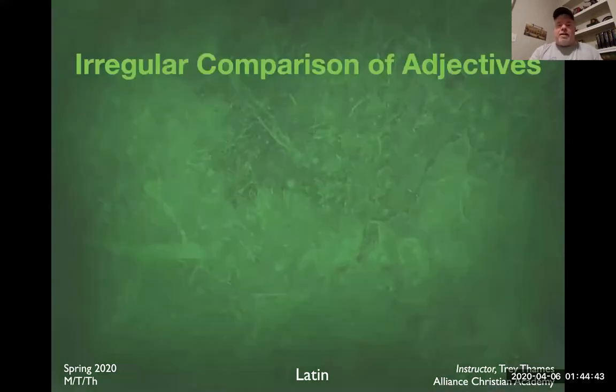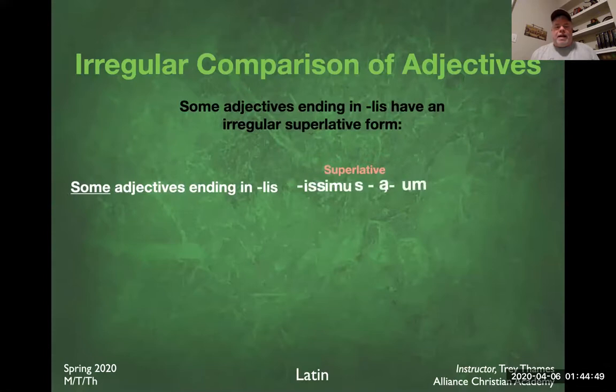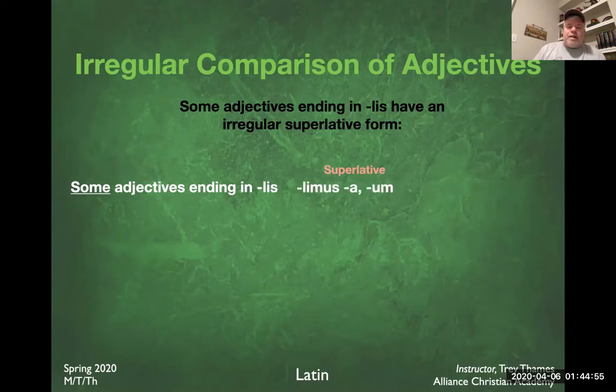Irregular comparison of adjectives. All right, so some adjectives ending in -lis have an irregular superlative form. You normally would expect -issimus, -a, -um, but instead it's going to have -limus, -a, -um. So instead of -issimus, you have -limus. Let me show you what that looks like.